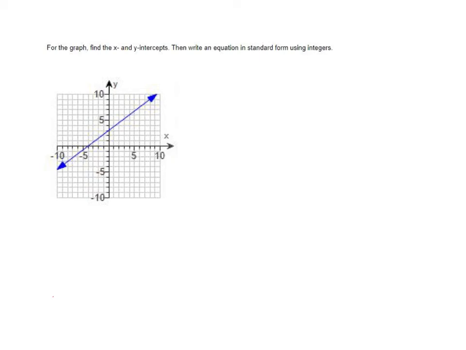All right, so we're looking at a graph of a linear equation. I know that because it forms a line, and that's what a linear equation is. And it asks us for the graph. The first thing we want to do is find the x and the y intercepts.